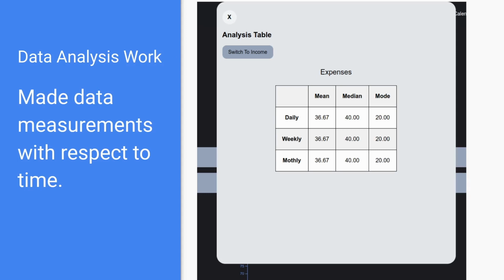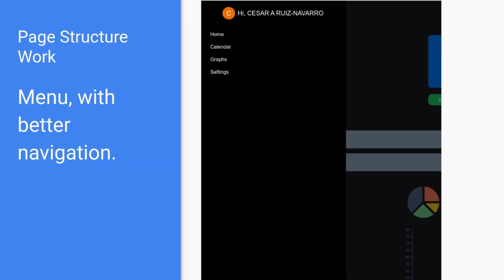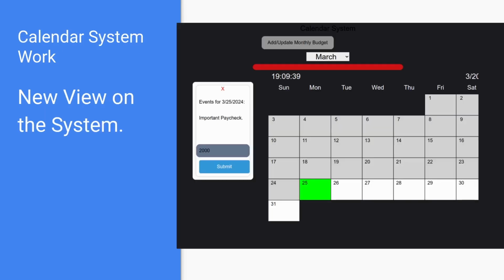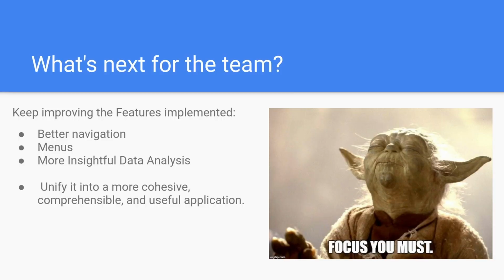Here we go about the data analysis. Here we have some simple table, keep it simple, stupid, that allows us to see our spending, the mean, median, and mode. Simple things you learn in statistics for engineers, unfortunately. Page structure, make it cleaner, make it more modern, as mentioned previously. Calendar system, mentioned previously, nice modern calendar. I can add the stuff that I would like to add, what dates I'm getting money, what dates I'm losing money, etc.